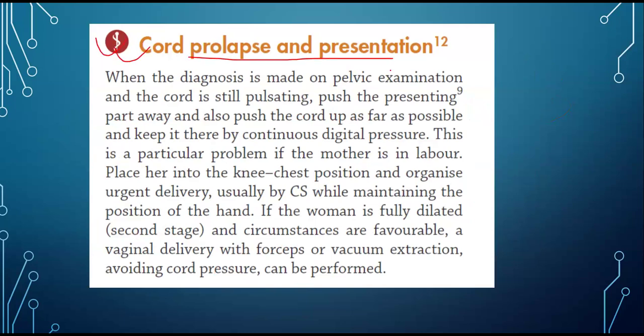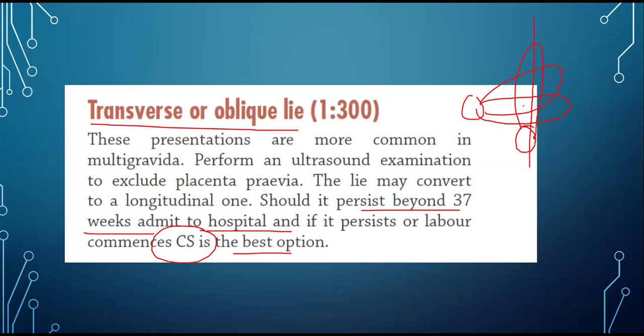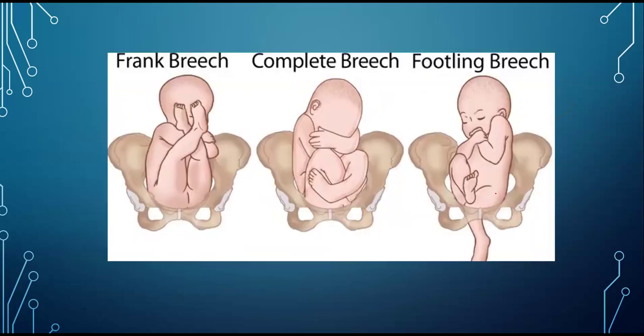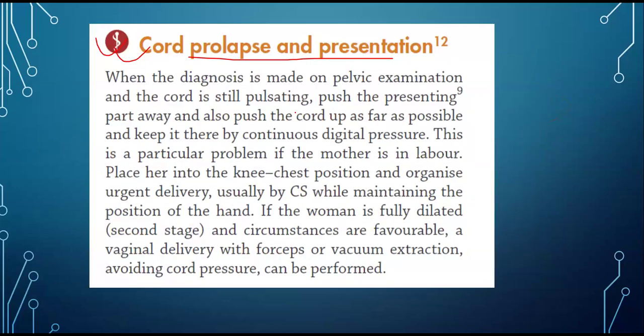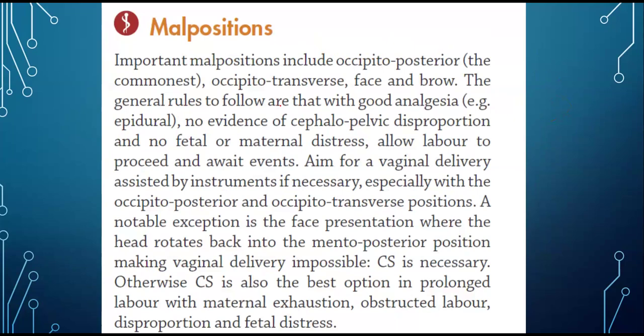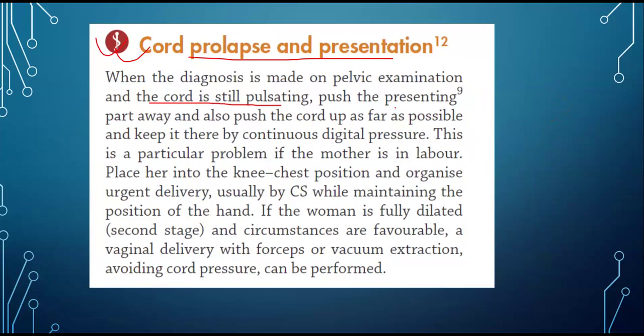Cord prolapse or cord presentation. Sometimes you can find out, especially for transverse lie patient, the cord can get prolapsed per vaginally. So when you see that cord has got prolapsed, the first thing you do is examine the cord and try to feel if it is still pulsating.